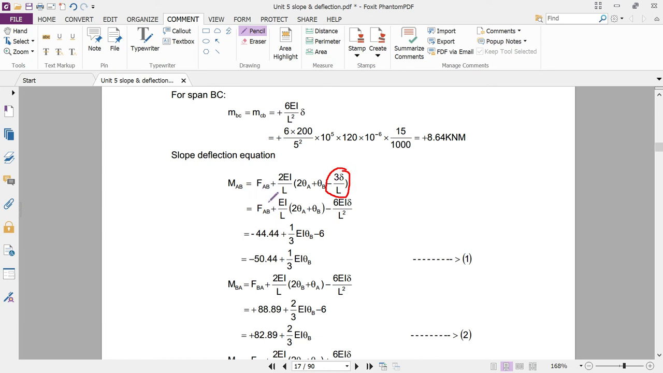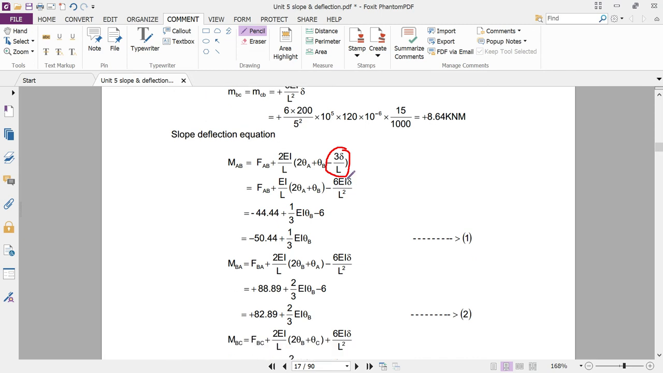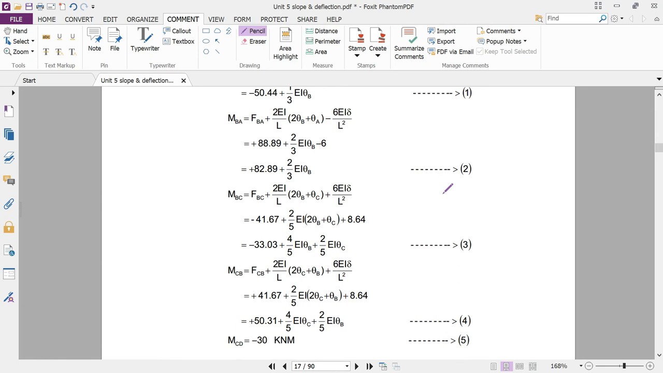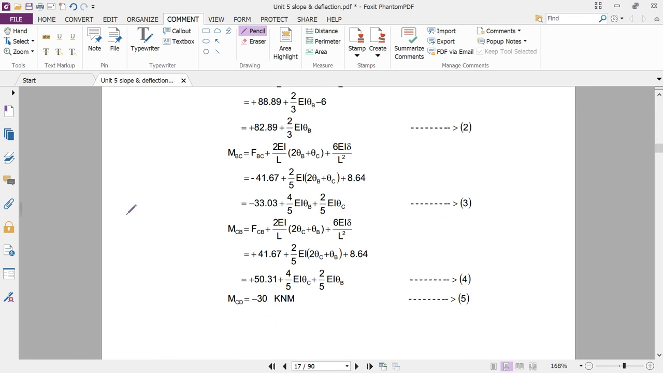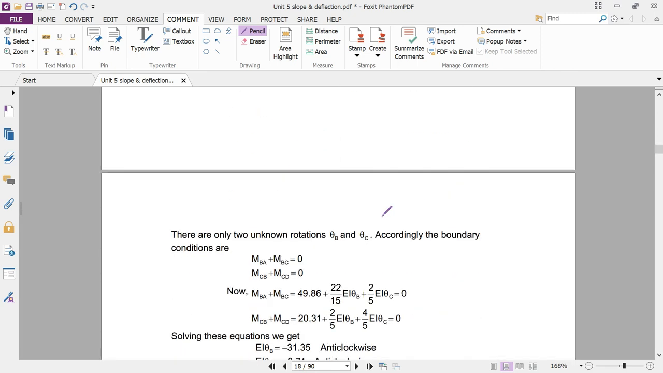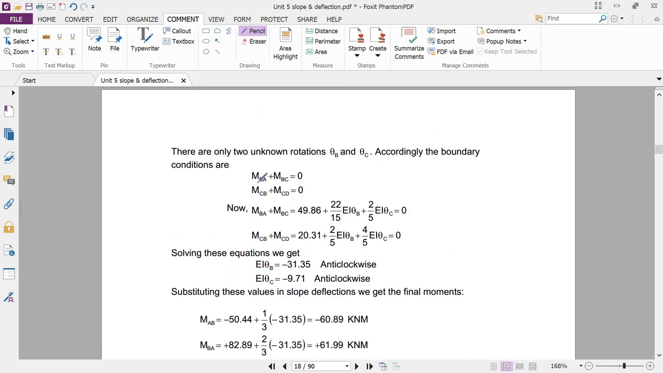So for M_AB, along with the previous formula, we have to incorporate this particular deflection value. Okay, so we put this value and we'll get the new equation like this. Similarly for BA we have to put the equation like this. Then for BC and CB like this. Already M_CD is minus 30 kilonewton meter. Now the condition of equilibrium: we know that M_BA plus M_BC equals 0, and M_CB plus M_CD equals 0.